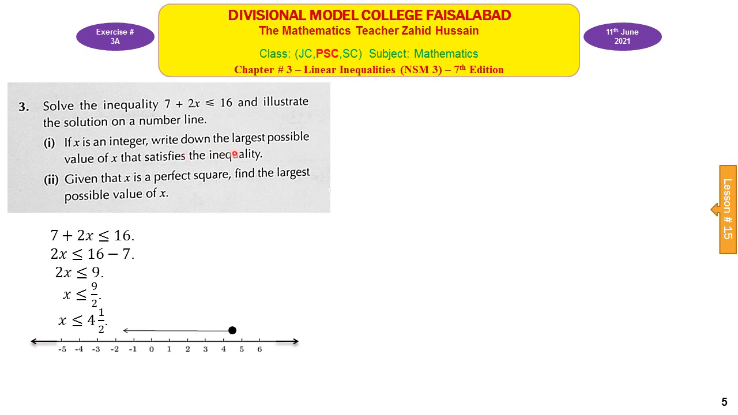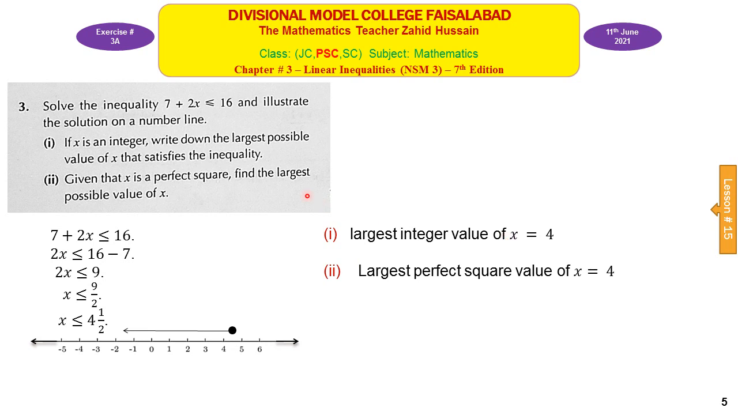You are asked to write the largest possible value of the integer x. The largest integer value of x is equal to 4. Starting from here, this is 4.5. This is the integer: 4 is an integer, then there is 3.9, 3.8, 3.7, 3.6, 3.5, 3.4, 3.2, 3.1 and 3. 3 is an integer. 2 is an integer, 1 is an integer, 0 is an integer, -1, -2, -3 are all integers. But the largest of these is 4. So 4 is the largest integer value of x.